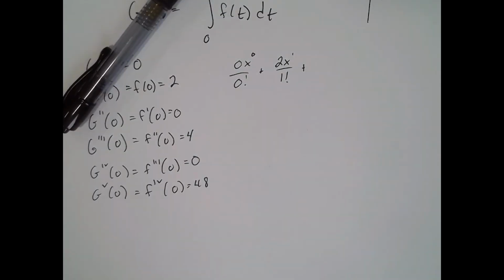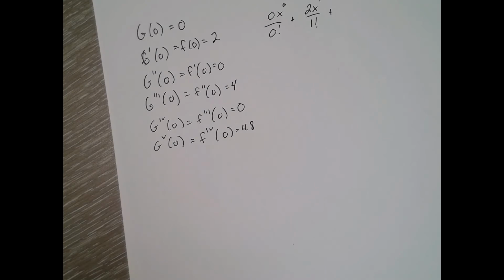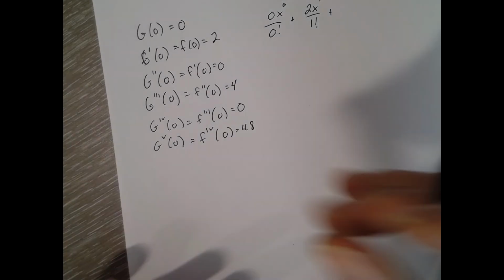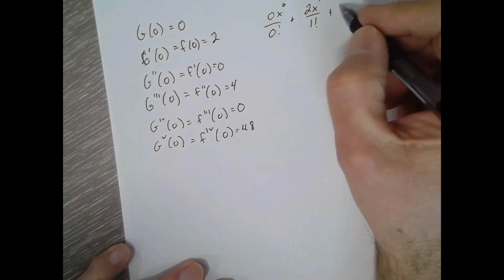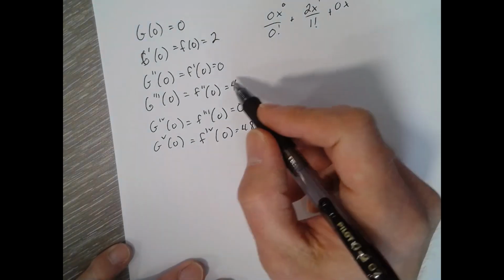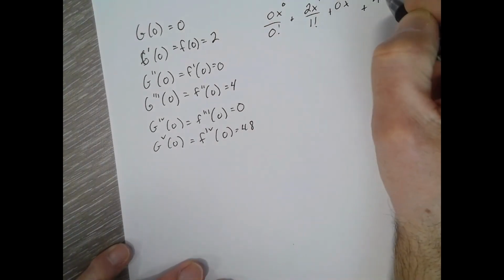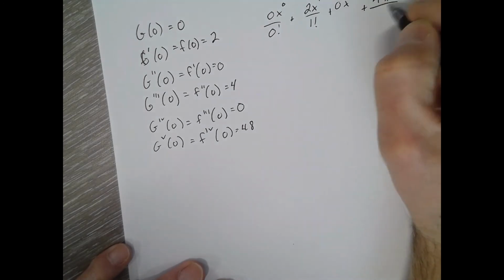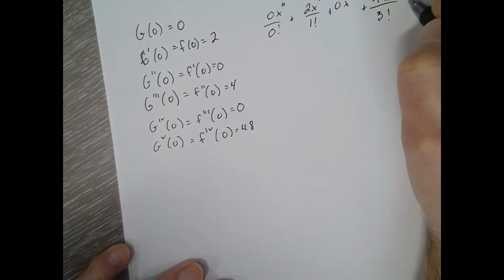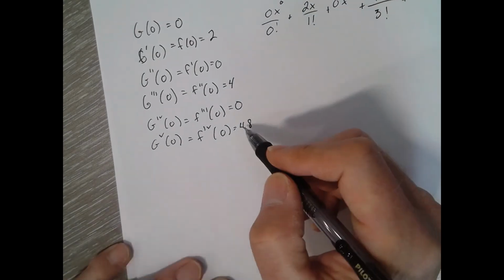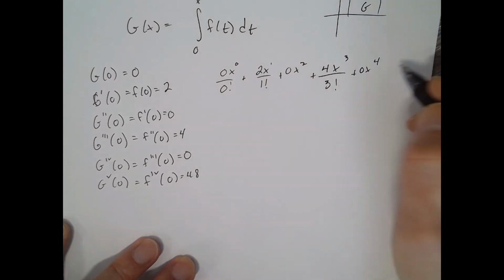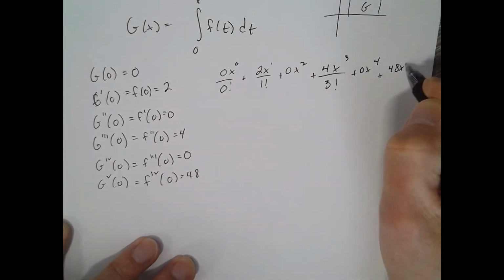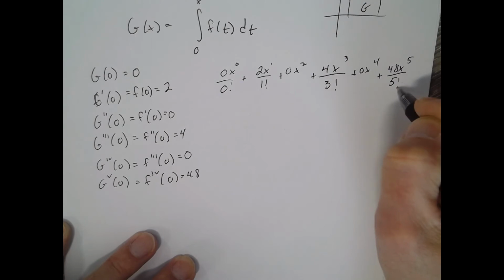Alright, so where was I? So that plus 0x squared plus 4x cubed over 3 factorial plus 0x to the 4th, plus 48x to the 5th over 5 factorial.